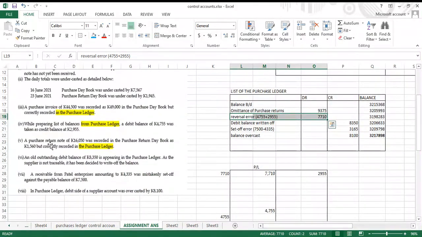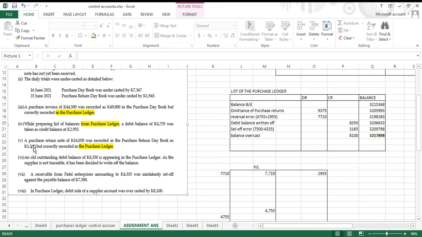All right, a purchase return note of 16,050 was recorded in the purchase return day book as 1,560, but correctly recorded in the purchases ledger. So in the purchases ledger, it's been correctly recorded. We don't need to deal with that, but we have to deal with the control accounts. We returned goods, it was a return outwards, so this is a debit entry. The goods were recorded as 1,560. They were supposed to be recorded as 16,050.